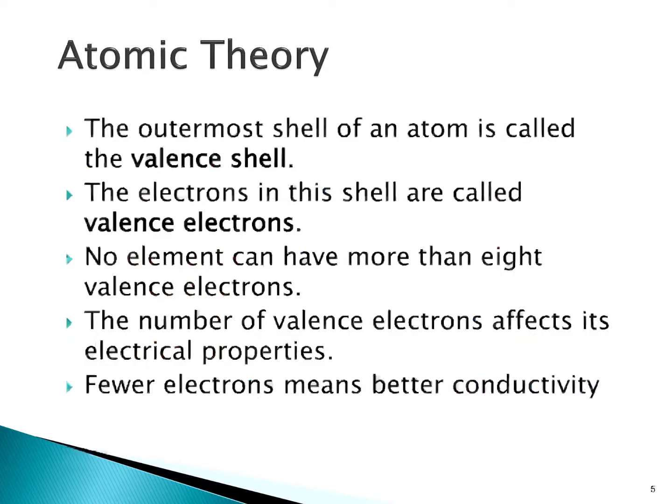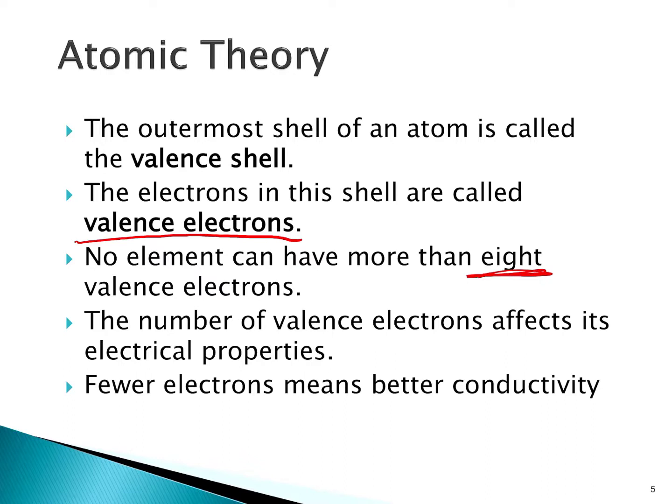So the outermost shell of an atom is called the valence shell, and the electrons in this shell are called valence electrons. Makes sense, right? Outermost shell is called the valence shell, so the electrons in it are called valence electrons. Now, here's the important part. No element can have more than 8 valence electrons. You won't find any material with more than 8 valence electrons. It can have less than 8, but it won't have more than 8.